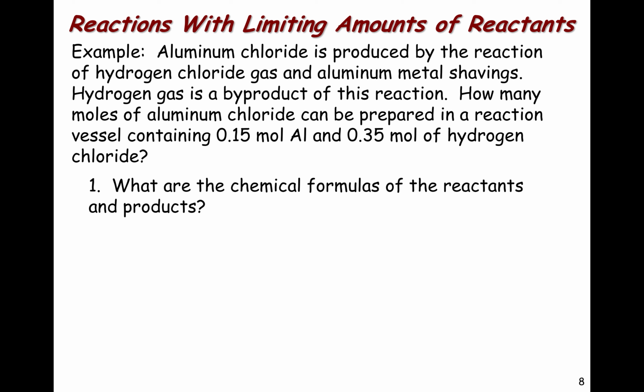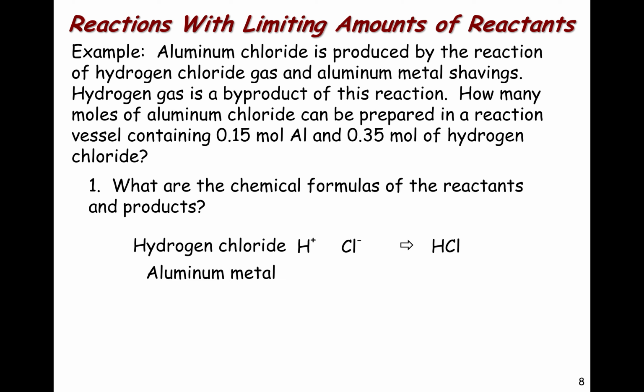Our first goal is to figure out what are the formulas for the reactants and products so that we can write a balanced reaction. So to do that, in the case of hydrogen chloride, in this case the hydrogen would be H plus and chloride would be Cl minus. So the situation of combining those two ions produces a formula of HCl. The aluminum metal, since it's a metal, we would simply write the atomic symbol.